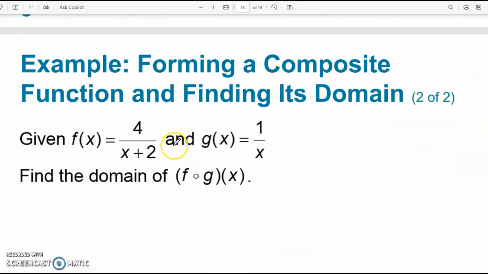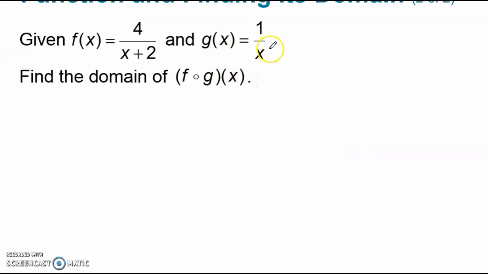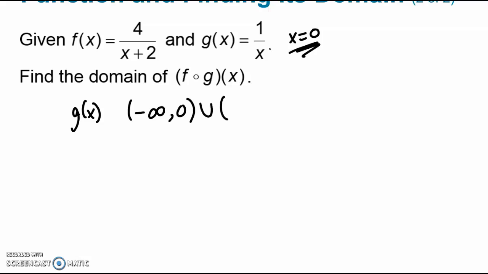And then if you scroll to the next page, it says find the domain. So we have to think about what is in the domain of g. For g of x, it's going to be all real numbers except what makes this denominator 0. So if I set the denominator equal to 0, that's what makes the denominator 0. So that means I'm going to have from negative infinity to 0, and then 0 to infinity. And then I have to look at what works in the composite function, and we're going to continue that in the next video.